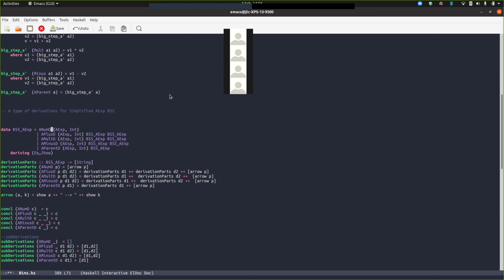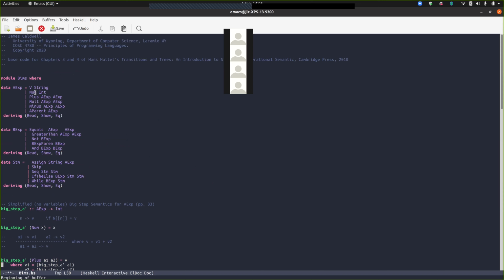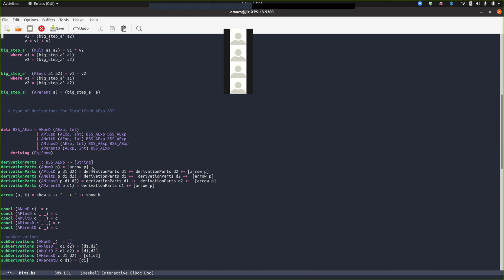And probably these things should really be called R's instead of D's for derivations. And this should be like a derivation, but the A number rule is an axiom. It just has an A expression, and to check the proof, you gotta make sure that this A expression really is only something of the form num int. Otherwise, that rule does not apply.